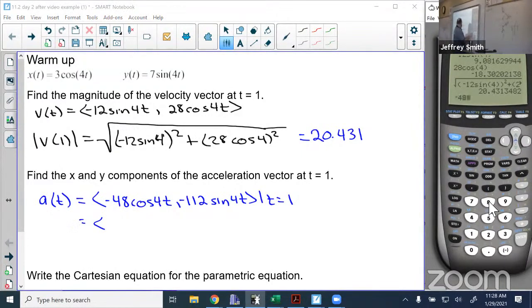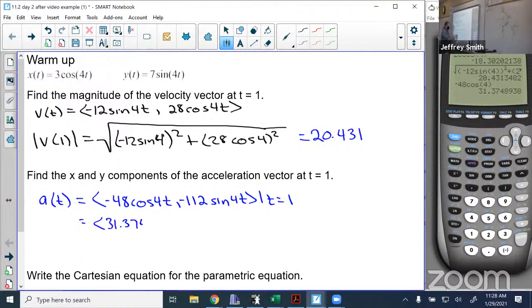So -48 cosine of just 4, 31.374. -112 sine of 4, 84.761.